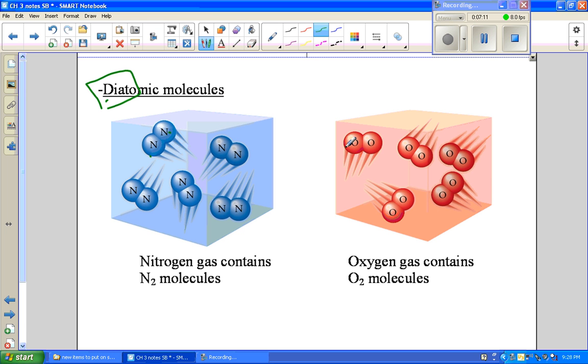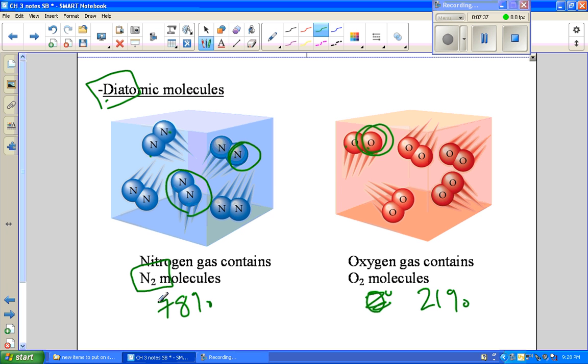So if you look at my examples here, I have nitrogen, 2 atoms. I have oxygen, 2 atoms. So nitrogen gas is not ever just going to be plain old N. Oxygen is never going to be plain old O in the gaseous form. It's far too reactive. It naturally exists in our atmosphere, where nitrogen is 78% and oxygen is 21%, and they exist as diatomic molecules. So it's always N2 when we say nitrogen, and always O2 when we say oxygen.